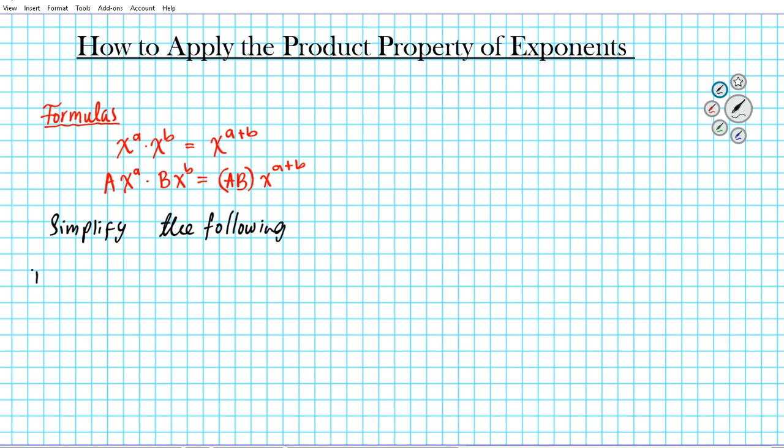Number one, what if we have x raised to the third power times x raised to the fifth power? Okay, let's go ahead and take a look at this. So if we want to do this, we're going to be applying the product property of exponents, x to the third times x to the fifth. Since we have two exponents with the same base, this is simply going to be x to the, you add the powers, okay? 3 plus 5, and your final answer will be x to the 8th power as the answer to question number 1.